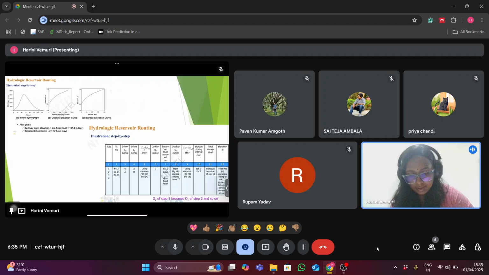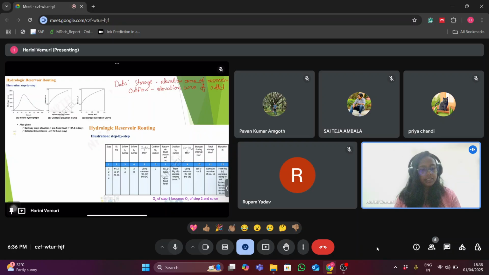In this, the data we mainly require, as you can see here, is the storage versus elevation curve of the reservoir, and also the outflow versus elevation curve of the outlet.